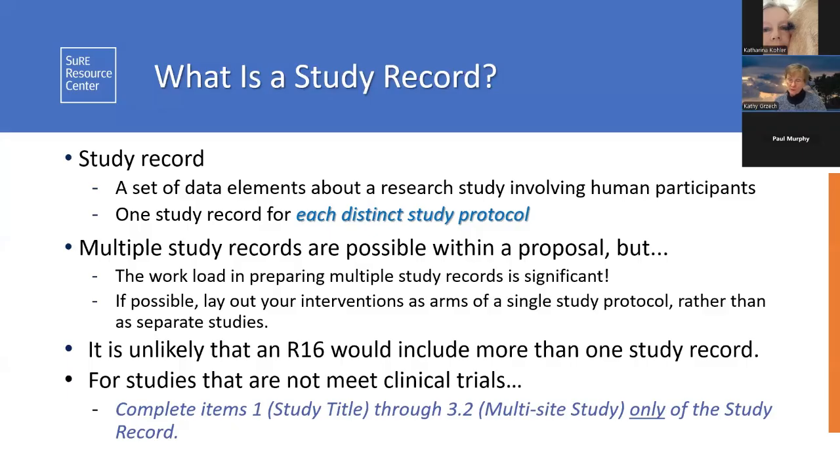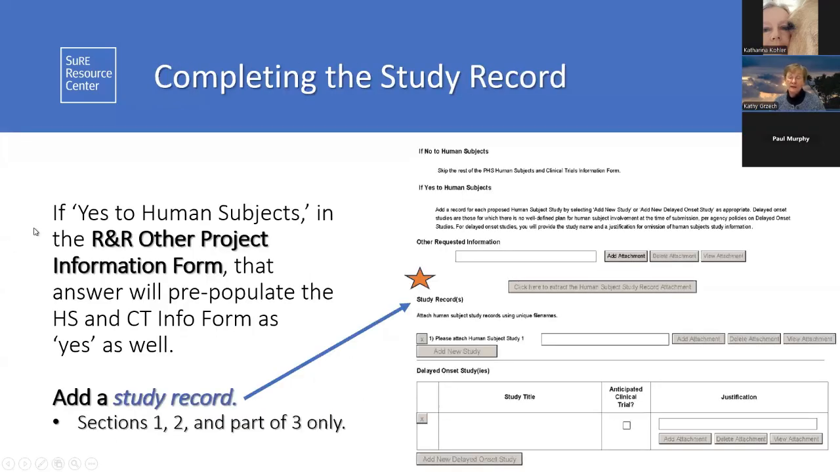So here you are, you're preparing the form, you have a study that does not meet the definition of clinical trials. You are only completing items 1, study title, through item 3.2, multi-site study of this study record, because the rest of the form is for those people who are conducting clinical trials. So you remember you checked yes on that other project information form. It pre-populated the human subjects and clinical trial information form. So now you have yes pre-populated there in this form.